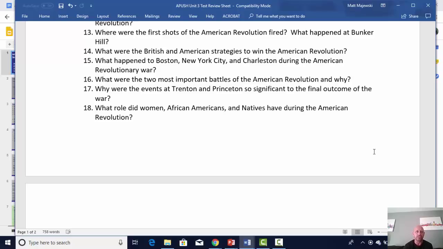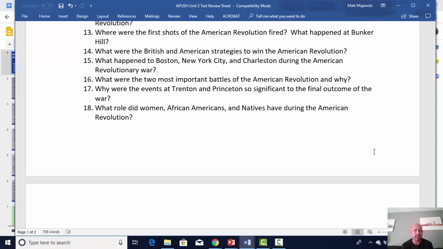So remember, Saratoga's in the middle colonies. It's halfway through the war. It brings the French in. Yorktown is the final defeat for the British. After that, they really have no more armies left to fight. And remember, by that point, they're fighting a world war against France and the Netherlands and Spain. And so when they lose at Yorktown, they cannot really recover.